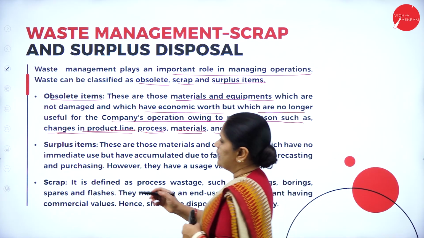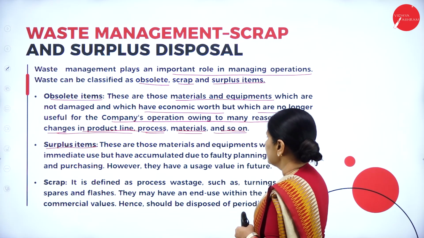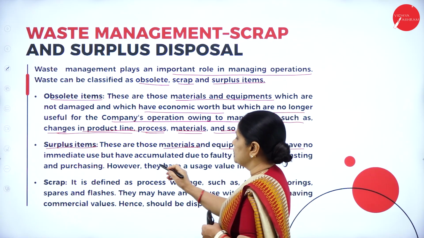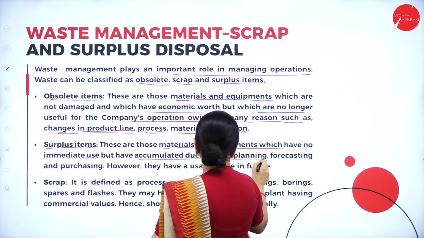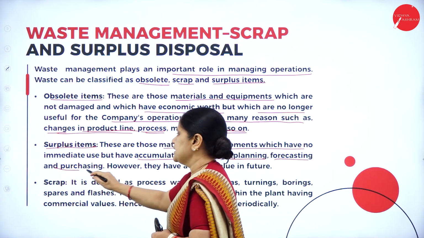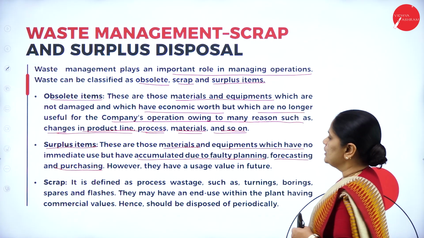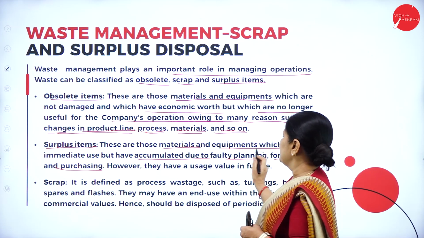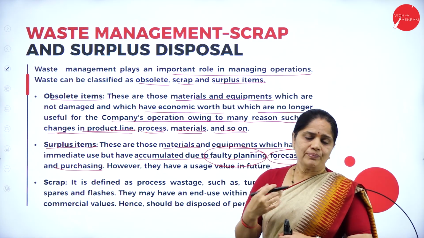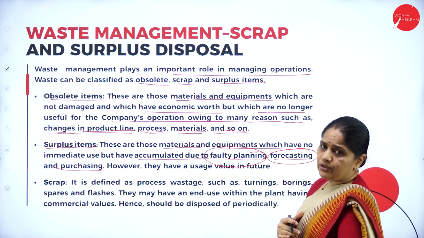Then the second one is the surplus items. Now what do we mean by surplus items? They are those materials and equipments which have no immediate use but have accumulated due to faulty planning, forecasting, and purchasing. So surplus items have no immediate use, but they are accumulated due to faulty planning, forecasting, and purchasing. Because of the fault in the plans, these materials would have been accumulated.